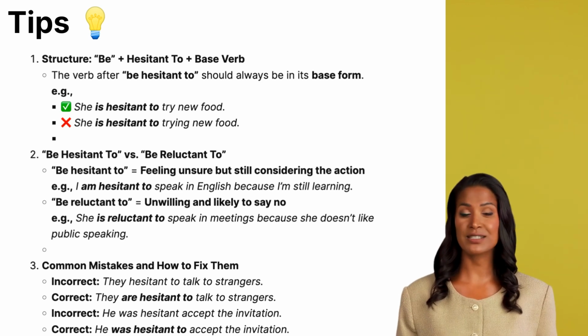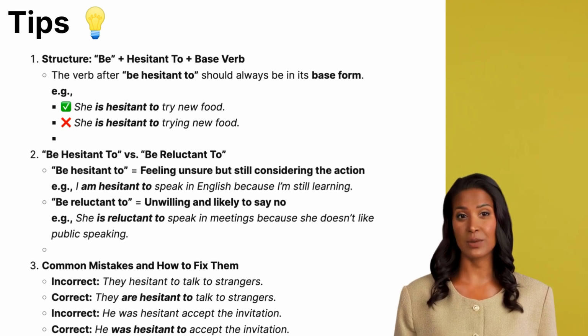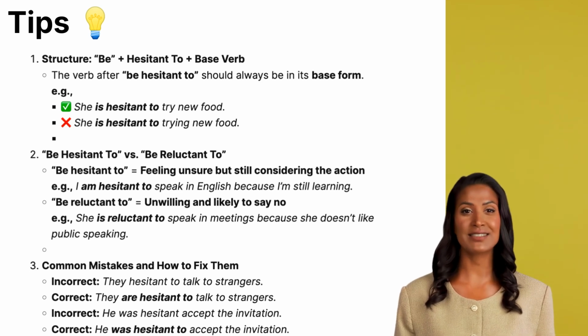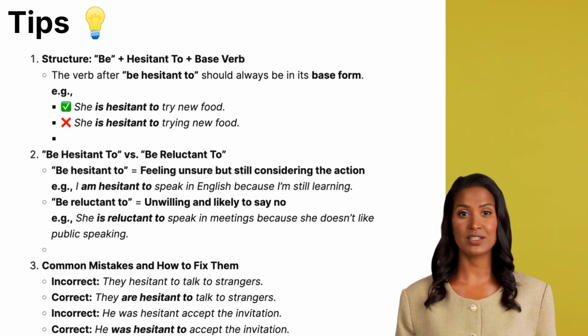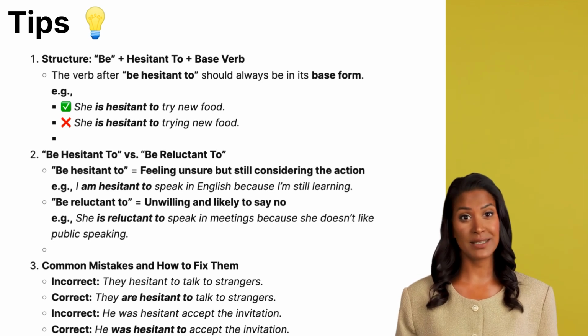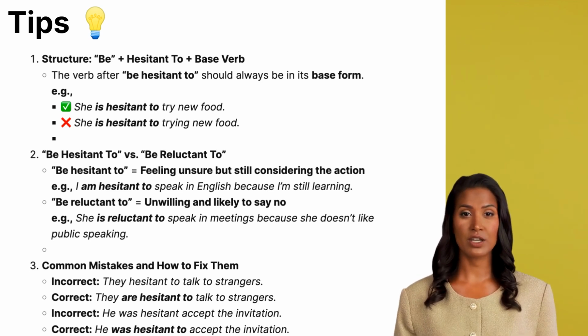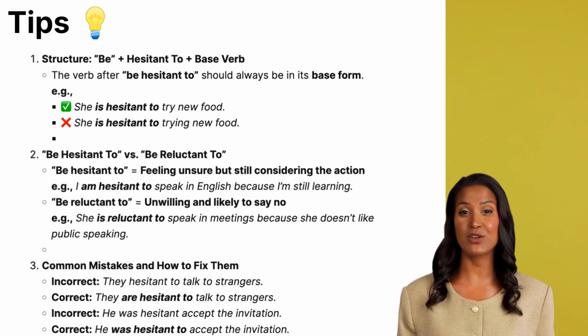3. Common mistakes and how to fix them. Here are some common mistakes English learners make with "be hesitant to" and how to correct them. Incorrect: They hesitant to talk to strangers. Correct: They are hesitant to talk to strangers. Incorrect: He hesitant to accept the invitation. Correct: He was hesitant to accept the invitation. Always remember, "be hesitant to" requires the verb be: am, is, are, was, were. Use "to" plus base verb, not just the verb alone.